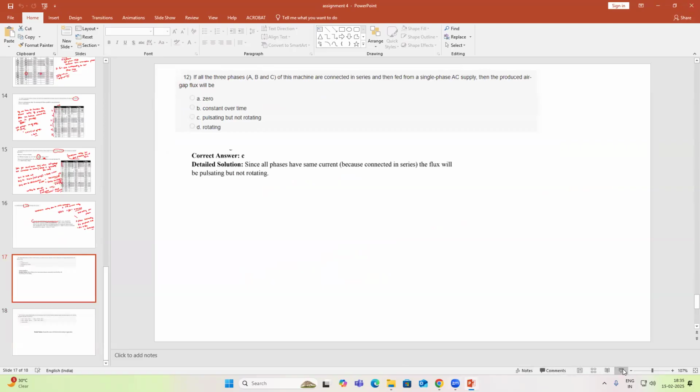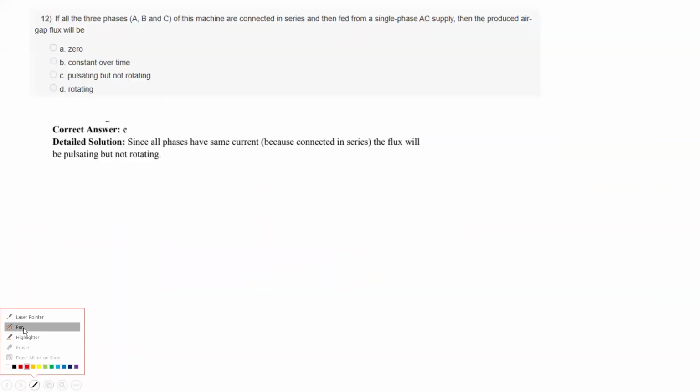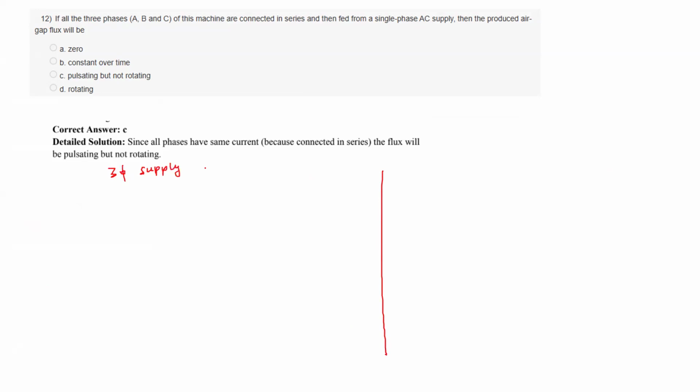Now we will see some conceptual questions. They're asking that if all the three phases of this machine are connected in series and then fed from a single-phase AC supply, then the produced air gap flux will be what? So first I will discuss the air gap flux for a three-phase supply. And then for this question, if you're connecting them in series and only giving a single-phase supply.